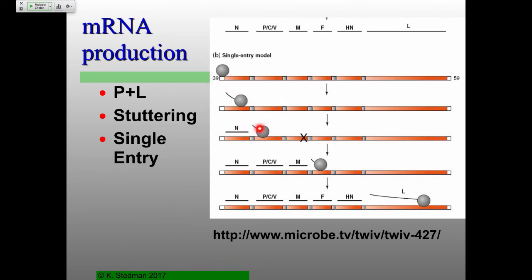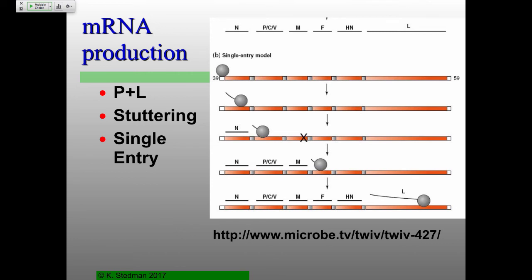In a few cases, however, it stays on and will start to make more of this next gene. And in some cases, it gets to the end here. Now it will stutter, put on a few A's, in some cases keep going, but in most cases fall off. And so in that way, you end up with way more of the N protein, or say the N mRNA, than any of these other RNAs, and the L one is the one that you have in the very smallest amount.